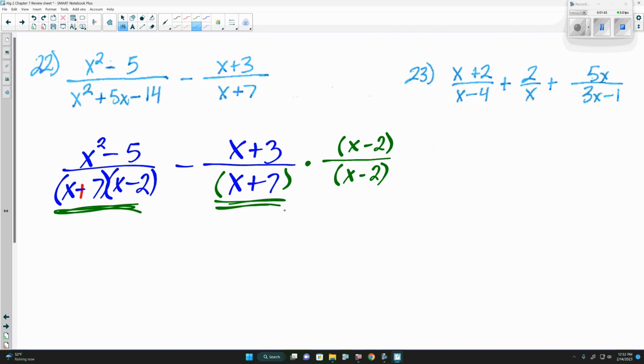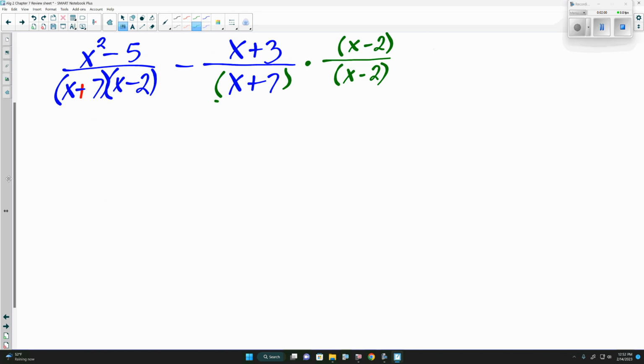They're good. So it's not always going to be the case that we have to multiply both fractions by something. Because here, we only had to multiply the one on the right by x minus 2 on top and bottom. Because the one on the left, x squared minus 5 over x plus 7 over x minus 2, is fine as it is.